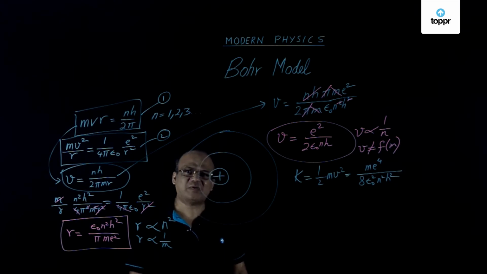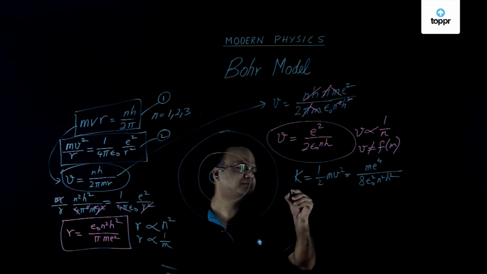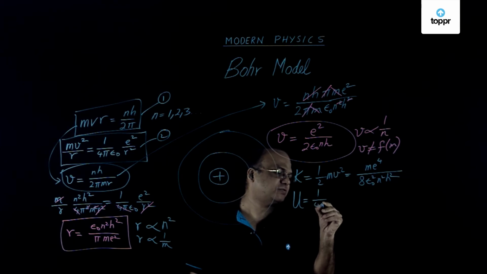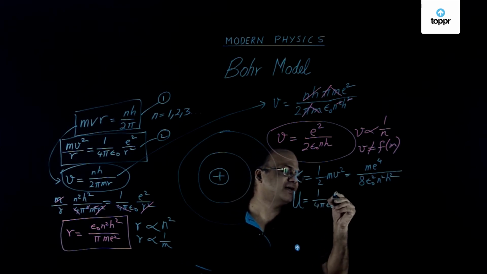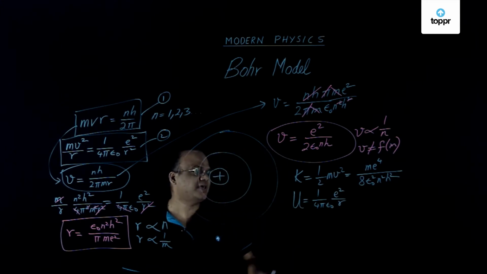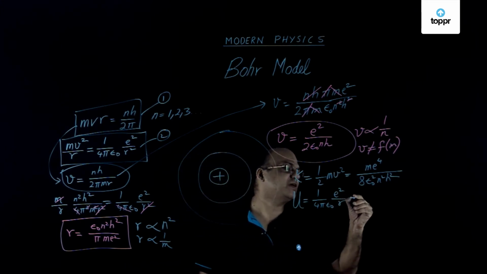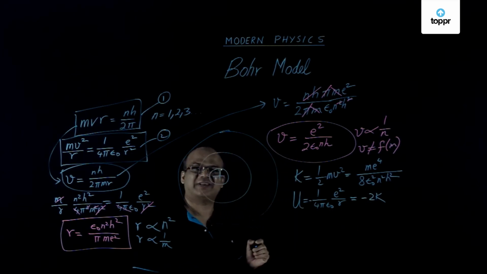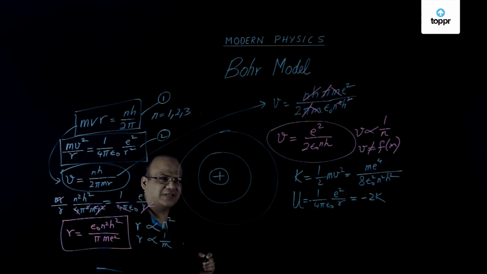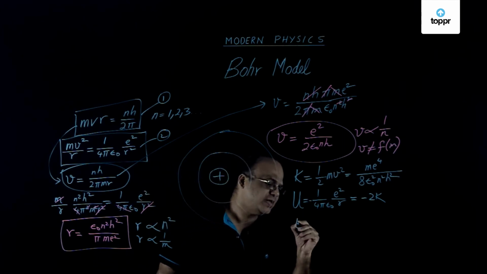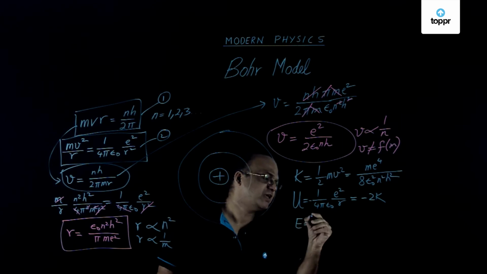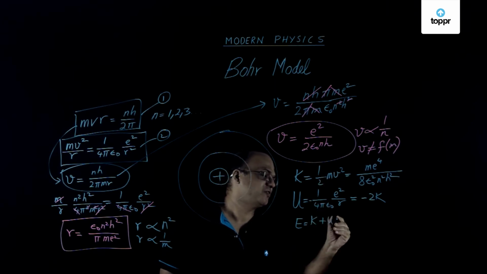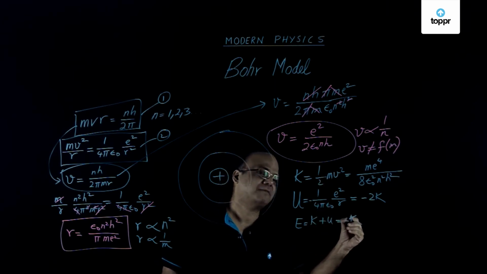Right? Now suppose you want to find potential energy. Potential energy is given by 1 by 4 pi epsilon naught E square by R. Put that R here and realize that U is nothing but minus 2k. This in fact will be negative because potential energy is negative here. What about total energy? Total energy will be sum of k plus U. This is minus 2k, this is k. So total energy is minus k.